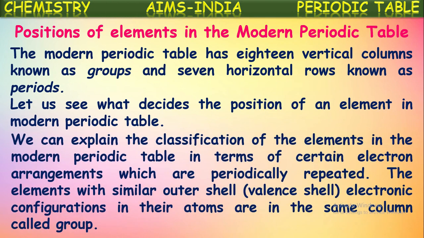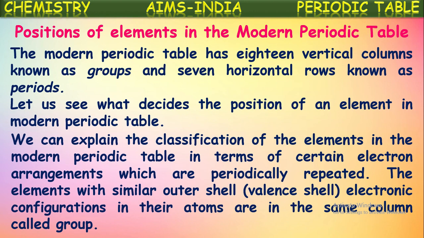We can explain the classification of elements in the modern periodic table in terms of certain electron arrangements which are periodically repeated. The elements with the similar outer shell configuration, that means valence electronic configuration, in their atoms are in the same column called groups. Yes, we told here how this modern periodic table is constructed based upon atomic number and electronic configuration, mainly valence electronic configuration. How is it done?